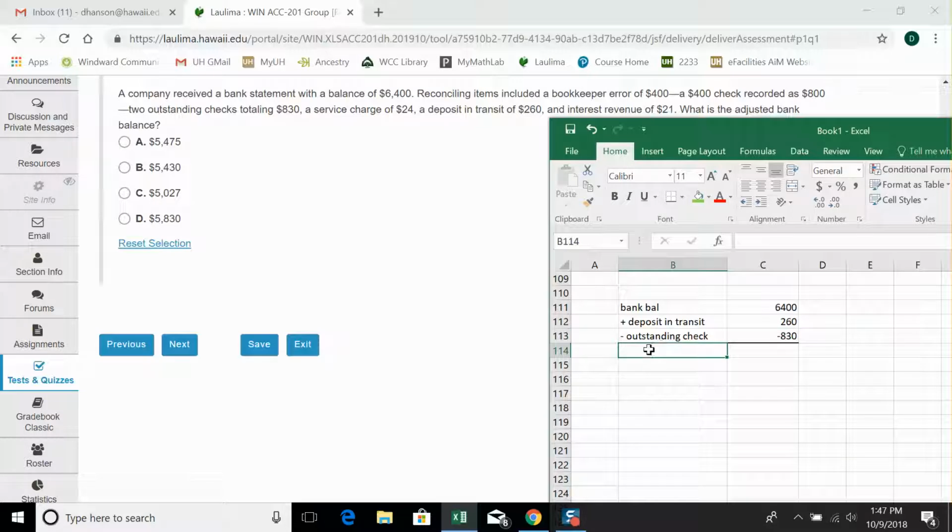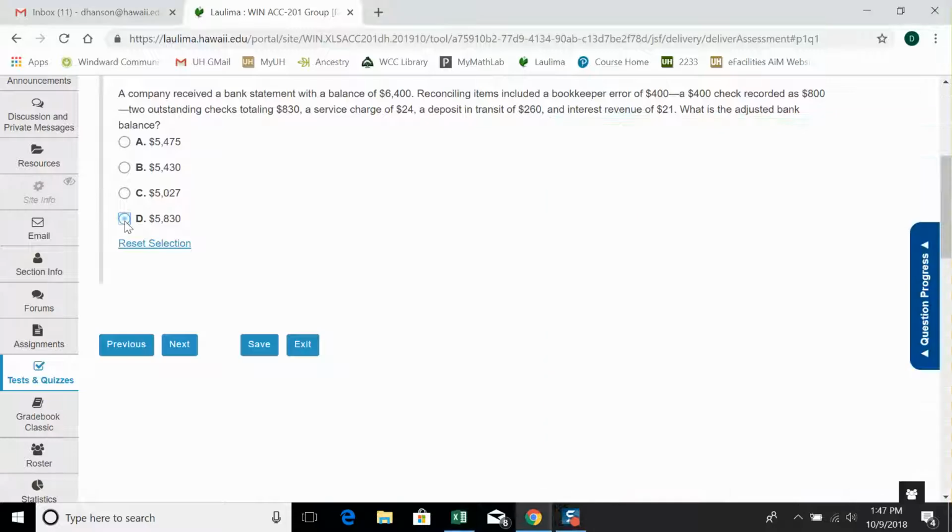Okay, so with those items that are given, we can come up with the adjusted balance by first taking the bank statement balance of $6,400, adding the deposit in transit, and in this case it's really subtracting the outstanding checks, and I get 5,830. Let's see, and my selection here is D, 5,830.